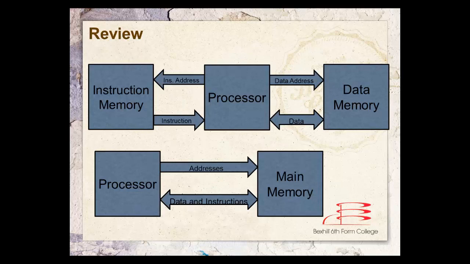We had a look at the two different types of connectivity. We had a look at the fact that von Neumann is the simpler model, the one used inside your PC, and we looked at the Harvard model, much more complex but much more efficient.